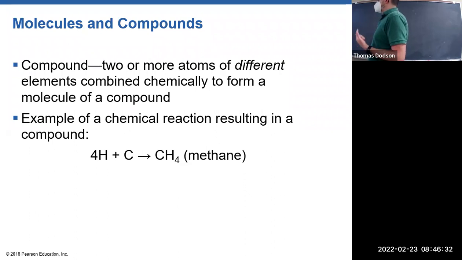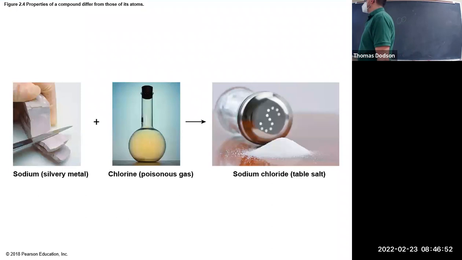We can also create a compound, and this is where you've got two or more atoms of different elements that create this. So you've got hydrogen and carbon coming together to make methane. So this is a compound. So you've got molecules, and you've got compounds. Sodium and chlorine come together, you get salts. Both sodium and chlorine by themselves are very interesting. Salt, less so.